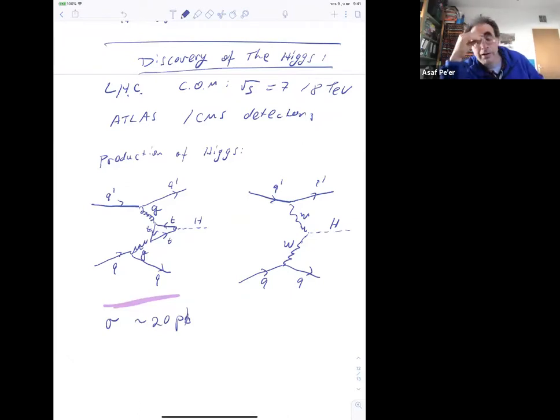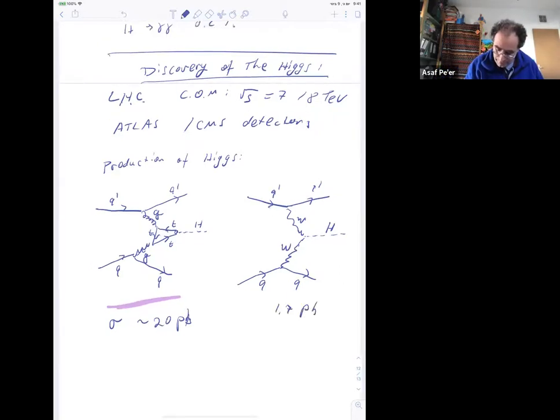And for the WW star decay, it's much smaller. It's about a factor of 10 or even more smaller, less than 2 picobarn. The number I have is 1.7 picobarn. Now, there are other processes, but their cross sections are much smaller than those 2. So these are the values that we're talking about. So the total cross section is of the order of 20 picobarn.